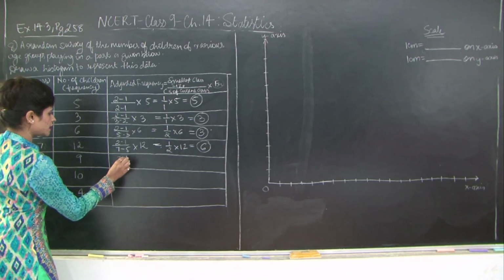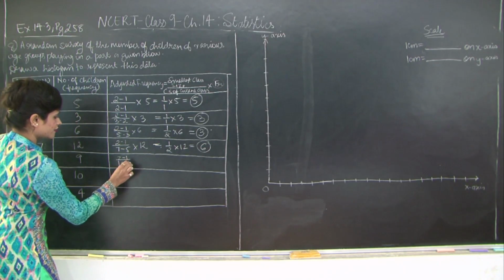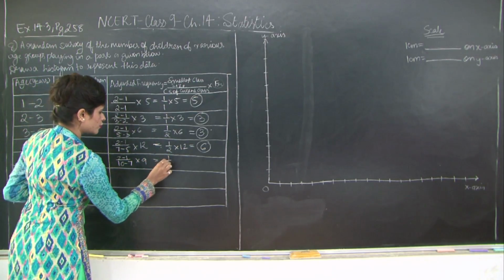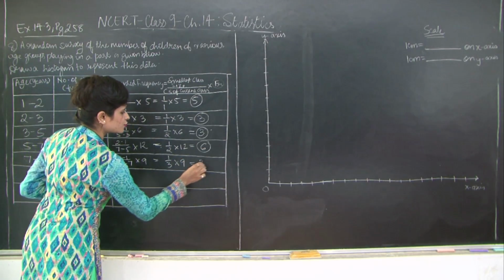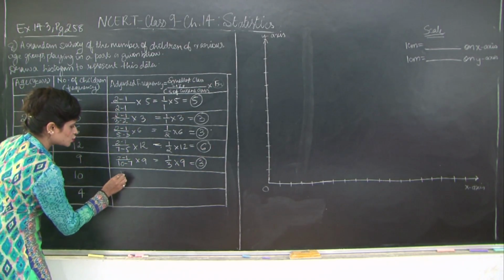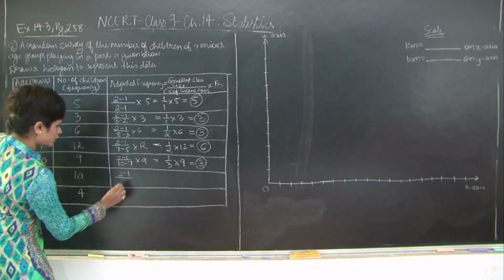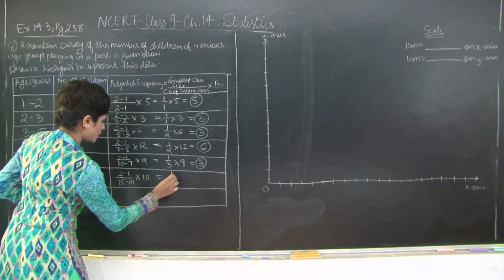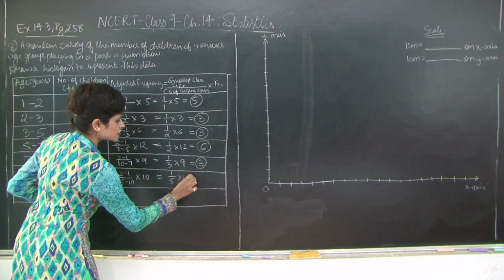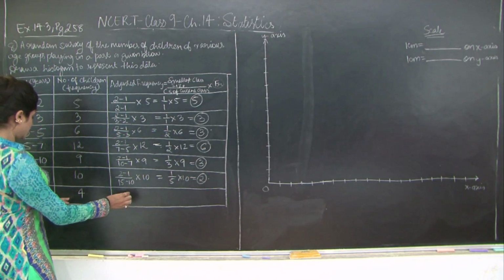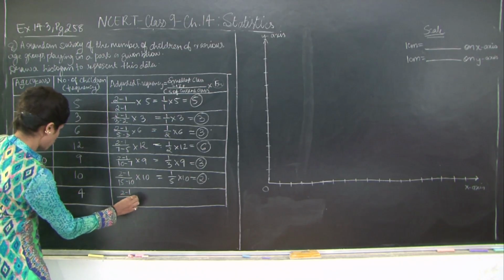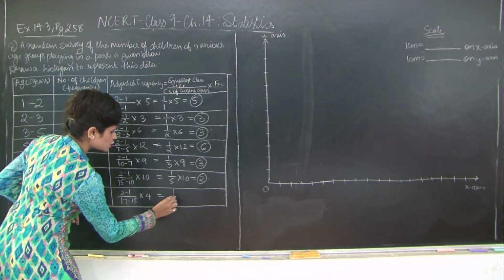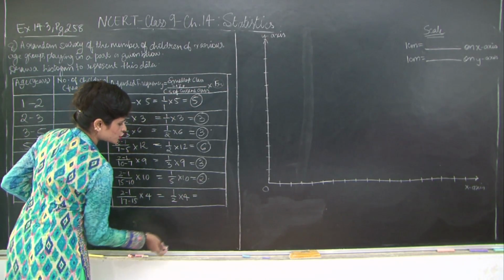Then again, 2 minus 1 upon 10 minus 7 into 9. So this is going to be 1 upon 3 into 9, which is equal to 3. Then again, 2 minus 1 upon 15 minus 10 into 10. So this is going to be 1 upon 5 into 10, which is equal to 2. Then again we have 2 minus 1 upon 17 minus 15 into 4. So this is going to be 1 upon 2 into 4, which is equal to 2.